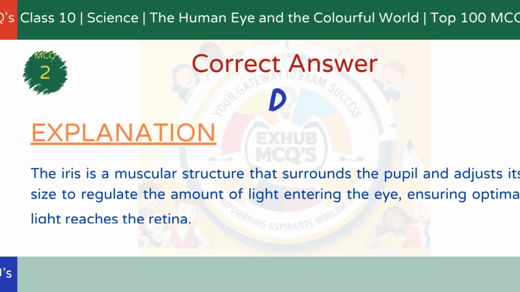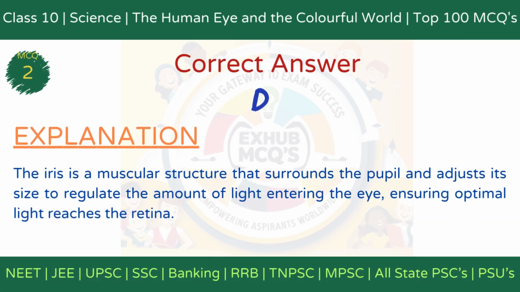The correct answer is option D, iris. Explanation. The iris is a dark muscular diaphragm that surrounds the pupil and adjusts its size to control the amount of light entering the eye, ensuring proper vision.